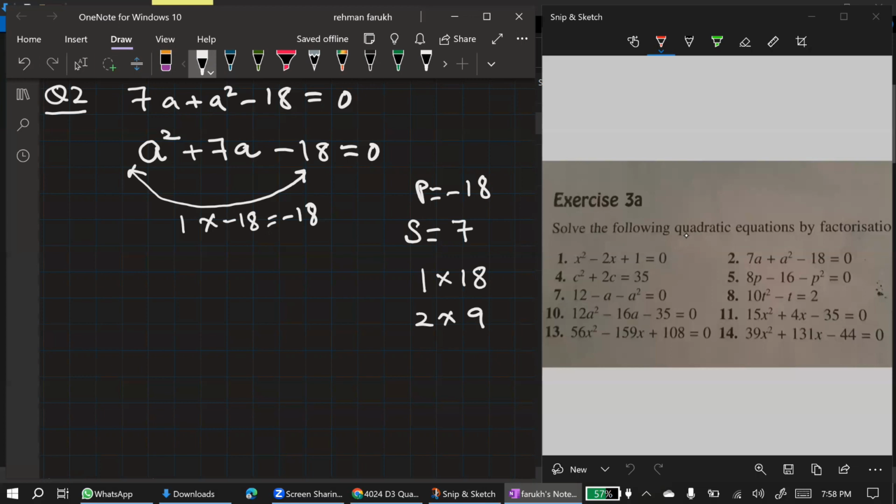The two numbers are minus 2 and plus 9. Now we will break the middle term 7a and write the middle term as 9a minus 2a.